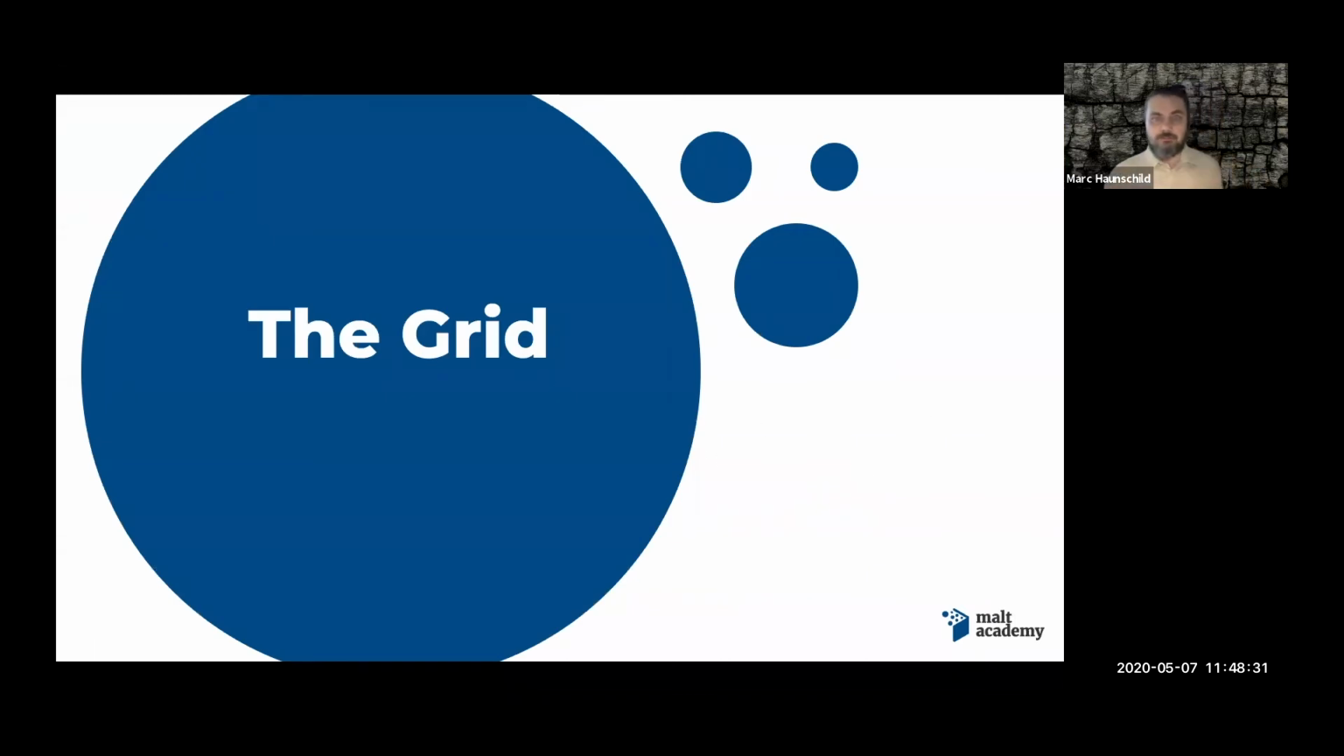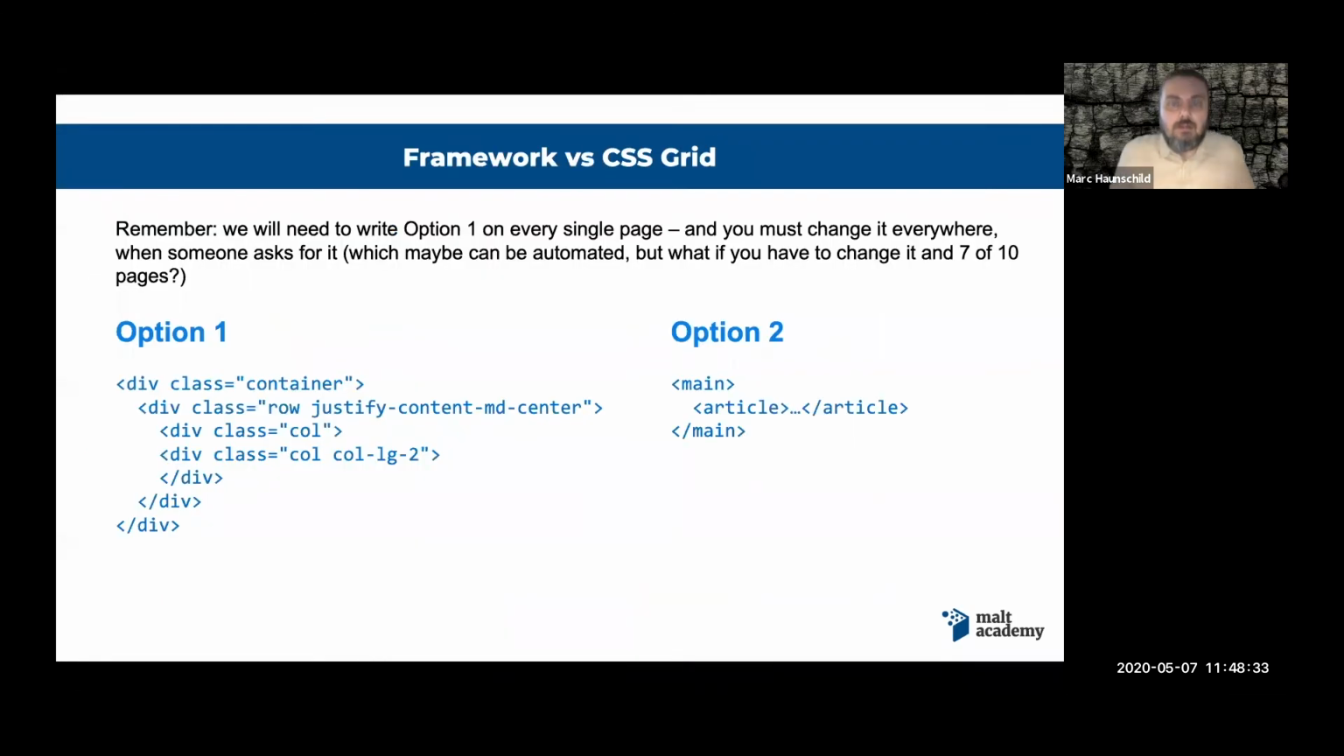The grid. If you're making web pages with a framework, they usually look something like this. You have a container, you have a row in it, then you have a few columns in it. All of them have classes to control the behavior of these boxes you have here. And on the other hand, you have clean, very short HTML, and you could use this.